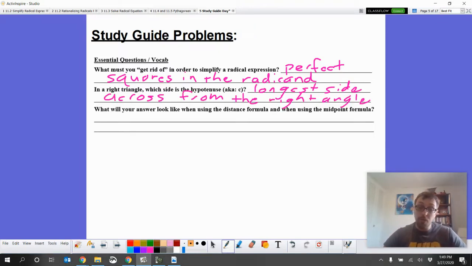Make sure you have both of those pieces of information. You need to know that it's the longest side, and you need to know it is across from the right angle. What will your answer look like when using the distance formula and when using the midpoint formula?